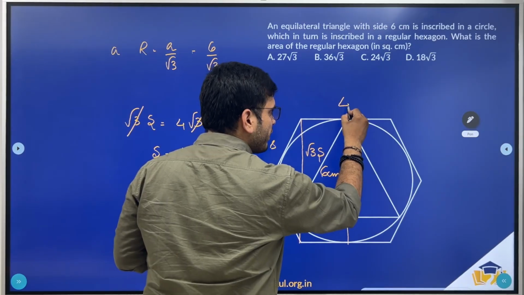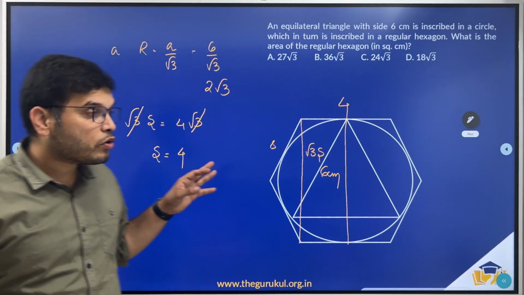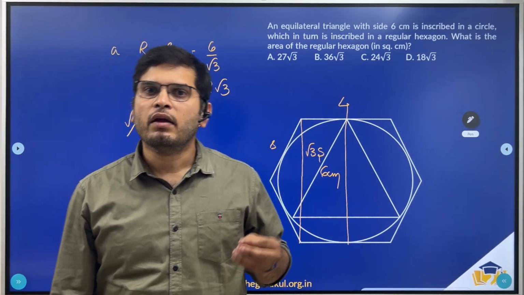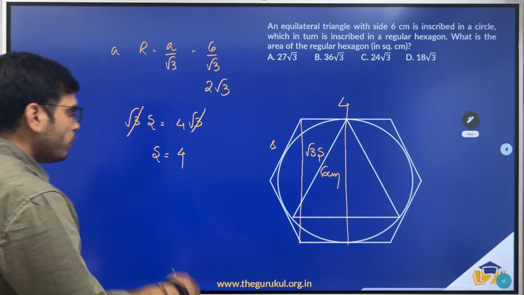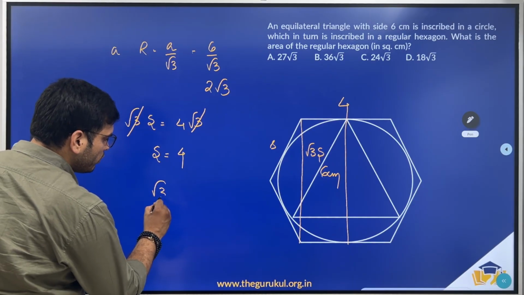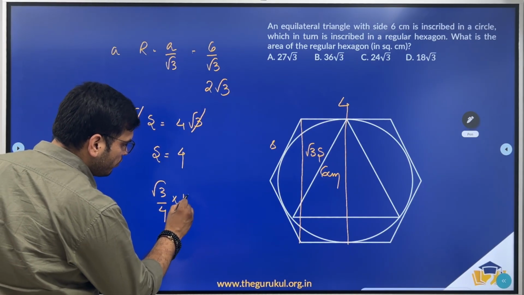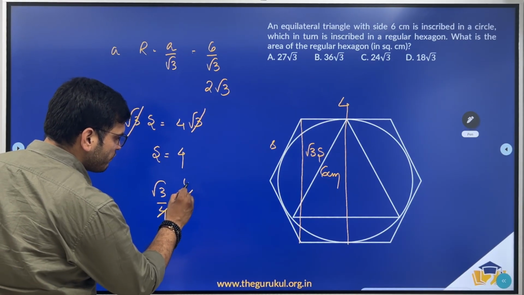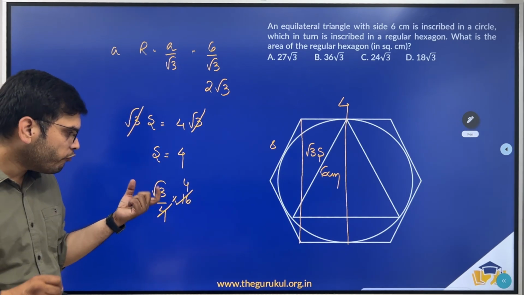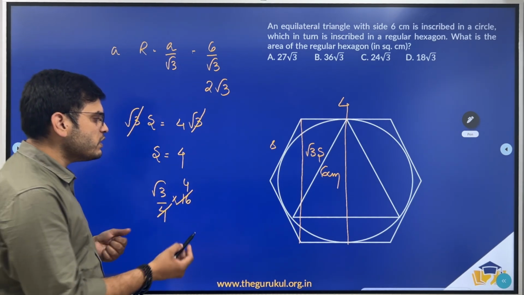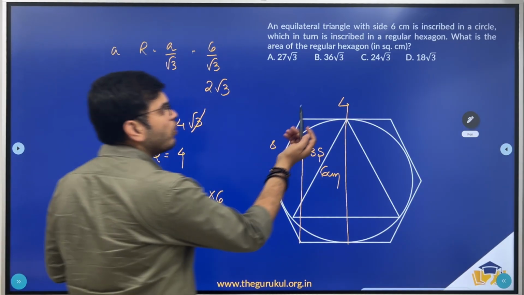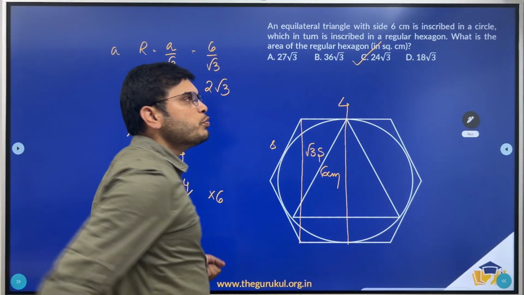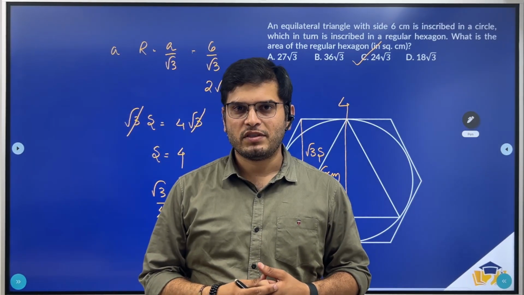Right. Now if the side of the hexagon is 4, now a regular hexagon is formed by joining 6 equilateral triangles with side being 4. Right. So area of each triangle will be root 3 by 4 into 16. So this is 4. Right. So the area of one triangle is 4 root 3. Area of 6 triangles would be into 6. So 4 root 3 into 6, 24 root 3. Hence option C should be the answer to this question.